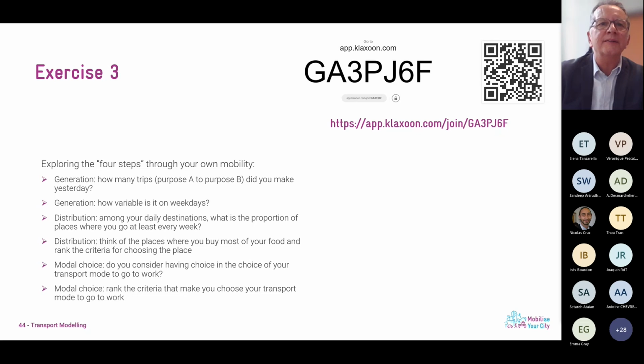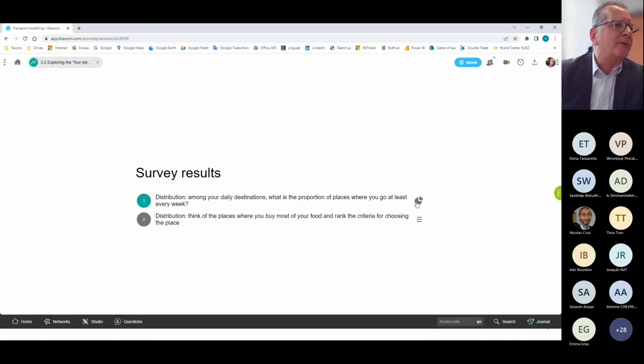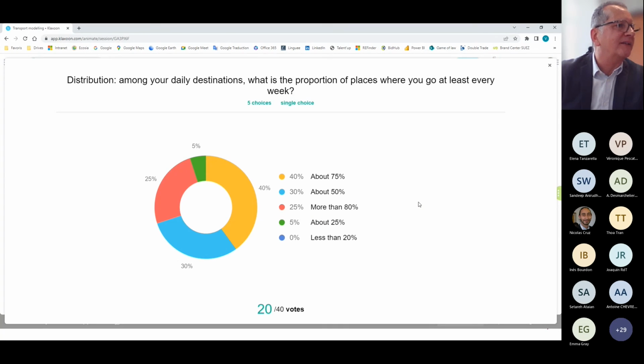Okay, let's look at the results. What is the proportion of places where you go at least every week? So about 75%, about 50%. Okay. So we understand that a lot of your destinations are very regular. And the number of, well, less than 20% still, no, 0%, 5%, about 25%. So we see that our destinations are quite usual.